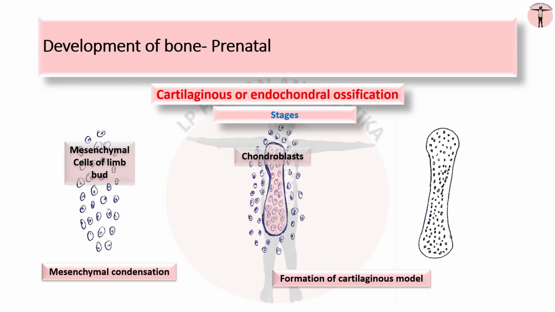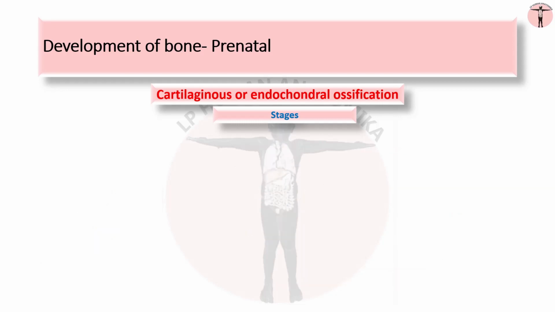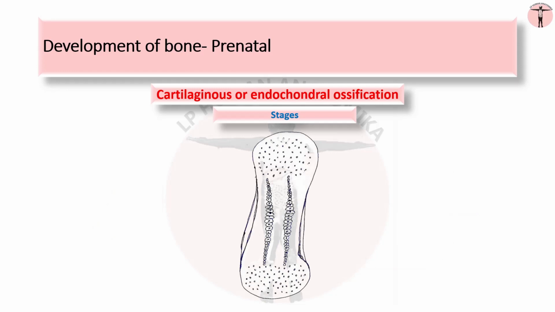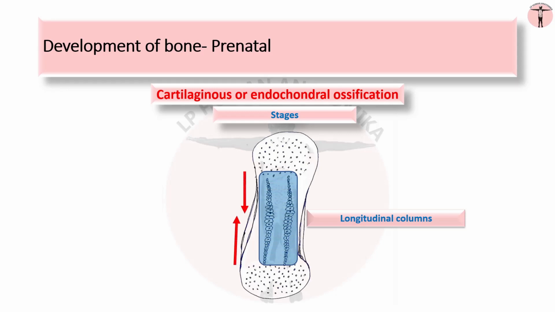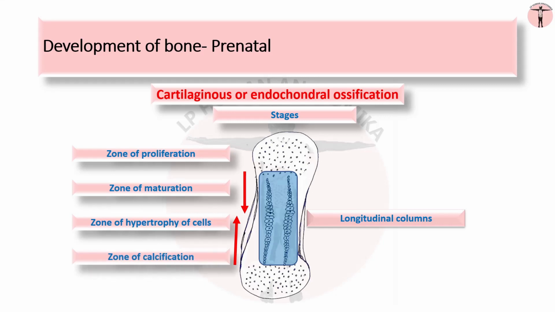The cartilage model grows in length by interstitial method and in width by appositional method. Interstitial method takes place in the substance of the cartilage and the growth occurs nearer to its ends. Appositional method takes place at the periphery where the cells are added at the surface. The cartilage cells are arranged in rows of longitudinal columns and are named from the end to the midsection of the model as follows: zone of proliferation by mitosis, zone of maturation of the cartilage cells, zone of hypertrophy of the cells, zone of calcification of the cartilage cells.